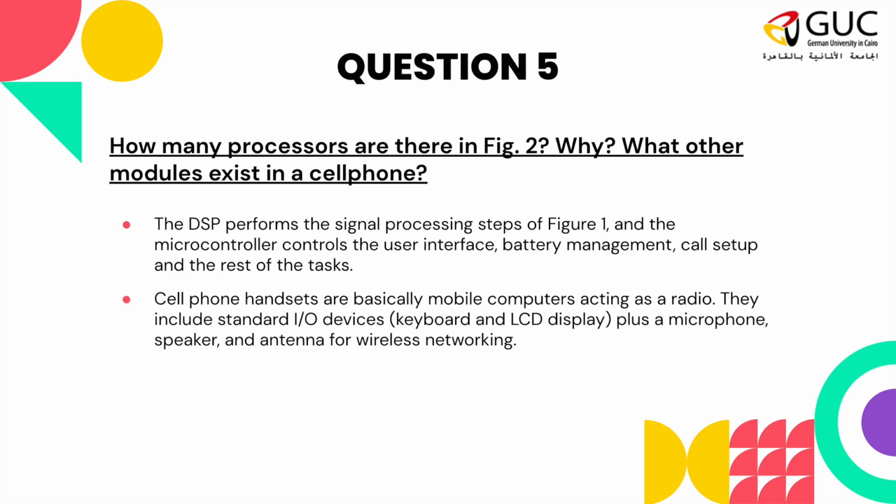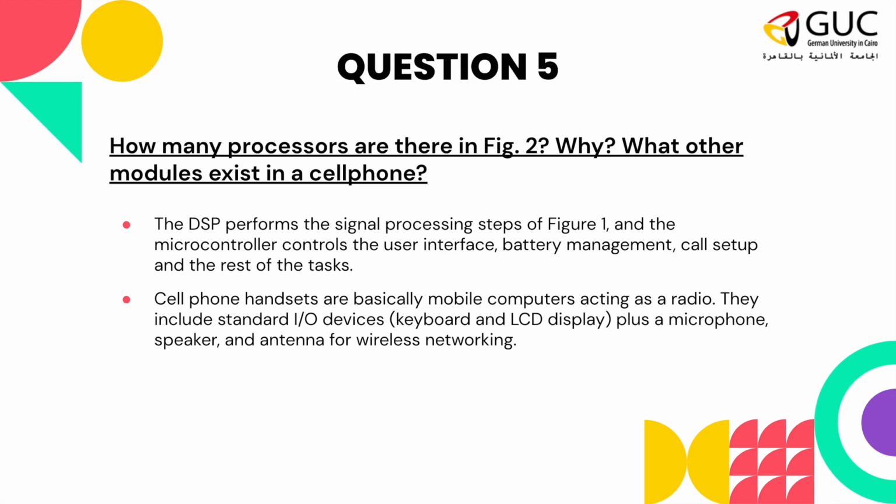Actually, what are the other modules that exist? Cell phone handsets are basically mobile computers acting as a radio. So your smartphone or mobile phone is a small computer device. However, it acts as a radio because you transmit calls and receive calls. They include standard I/O devices, typically because they are small computers. So you can find keyboards and LCD displays in old-fashioned mobile devices. New mobile devices have touch screens. So the display is touch, not just an LCD display with a keyboard.